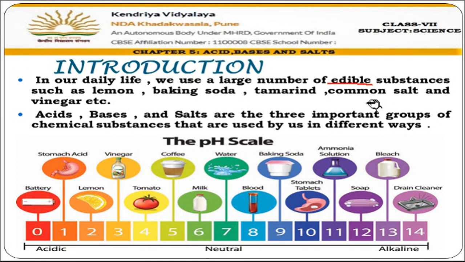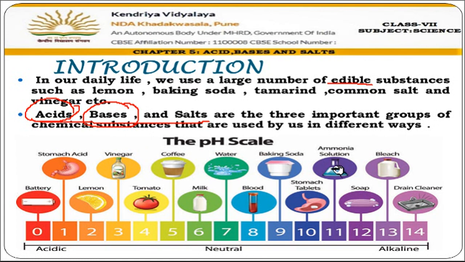Now, all of these edible substances which we eat can be classified into three categories: acids, bases, and salts. But in this chapter, we have to focus only on acids and bases. We'll try to find out what acids are, what bases are, and salts also.